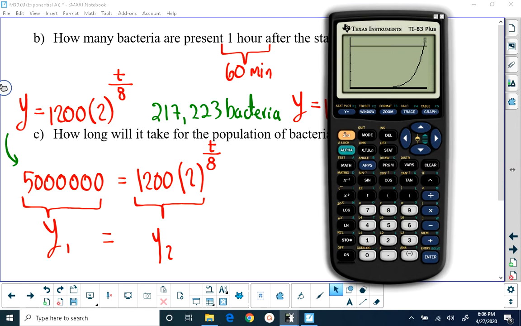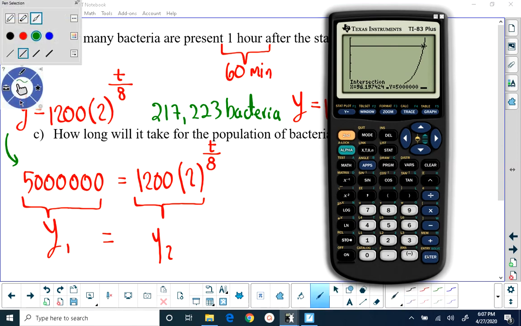So to find the intersection point, you go to your calculate menu, which is second trace. You choose intersect. And I've told you this in class before, as long as you only have two functions that you're looking at, all you have to do at this point is go enter, enter, enter. The calculator grinds away for a minute or so, and you get 96.2. So how long will it take for the population to reach 5 million? 96 minutes, rounded to the nearest minute.